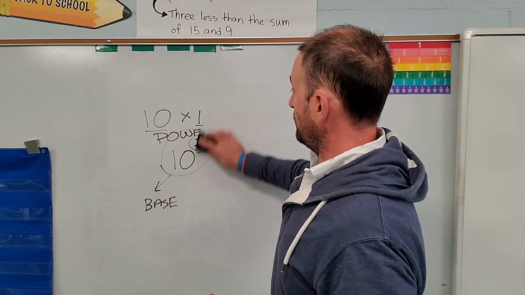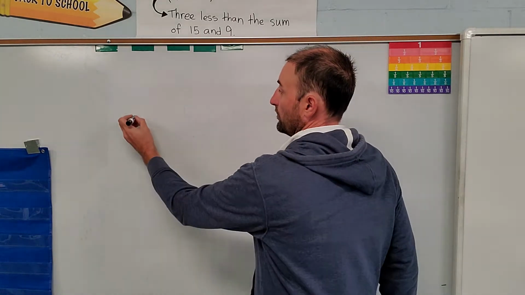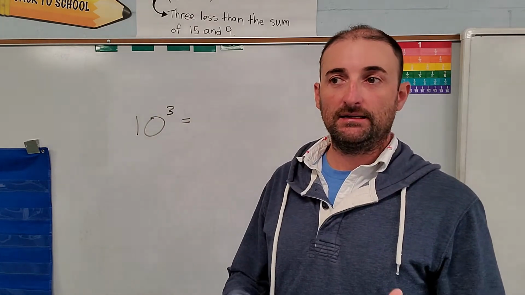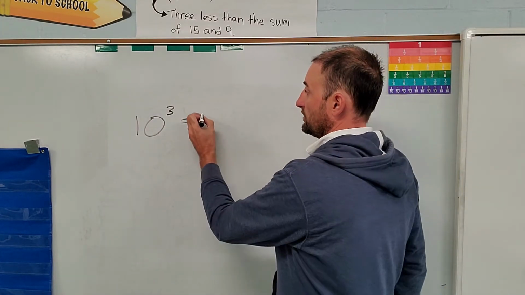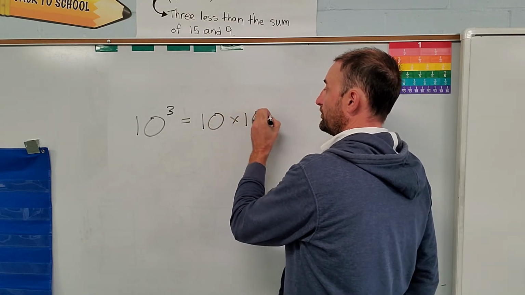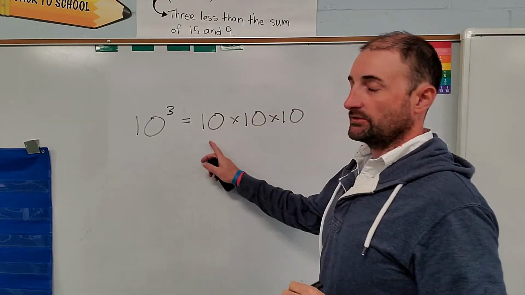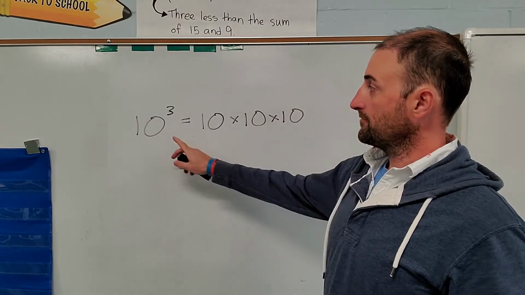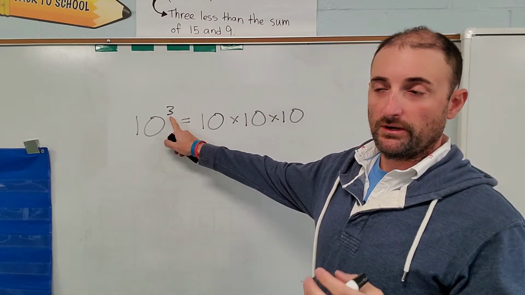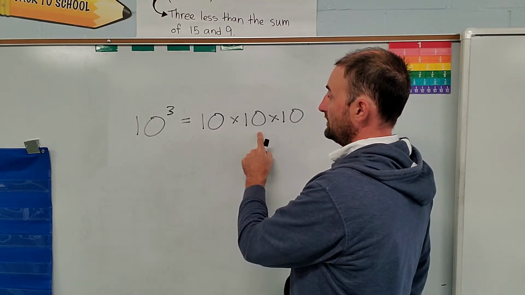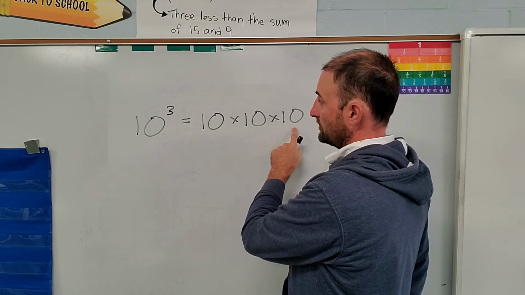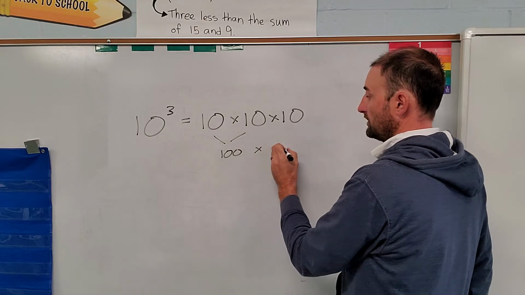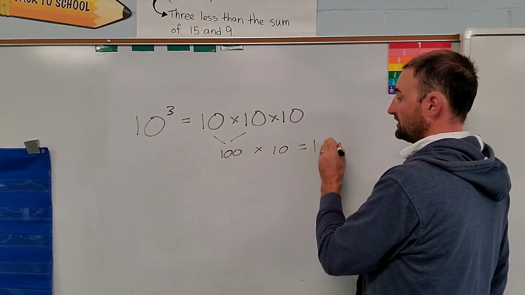All right, what if I asked you what 10 to the third power was? 10 to the third power is representing 10 times 10 times 10. So we have 3 factors, right? A factor is a number that we multiply by another number. When it's the same number, we can use a shorthand, put an exponent there. 10 times 10 is 100, times 10 is 1,000. So we can think about it as 10 times 10 is 100, and then 100 times 10 is 1,000.